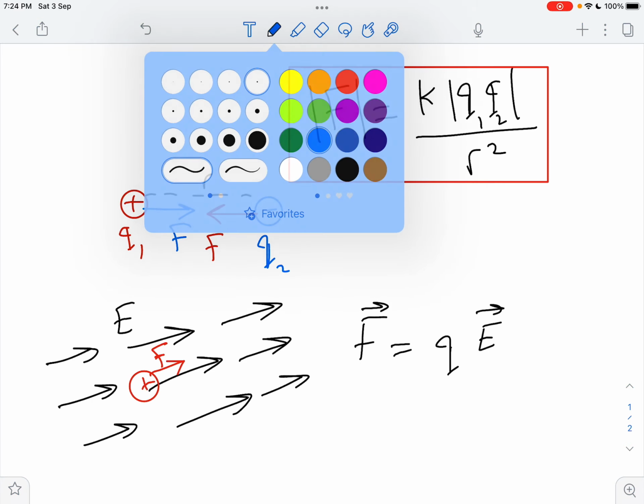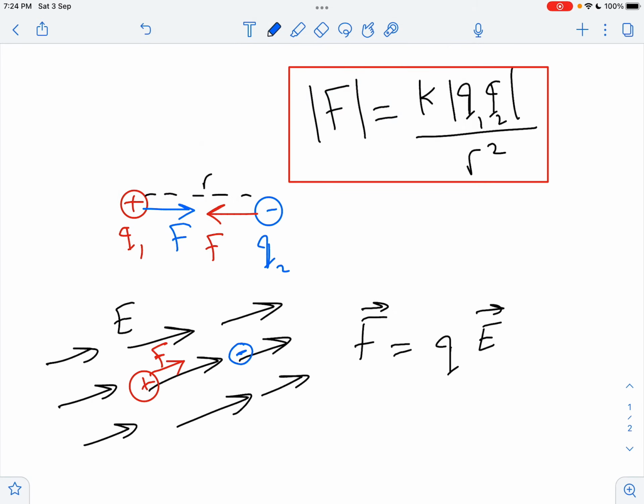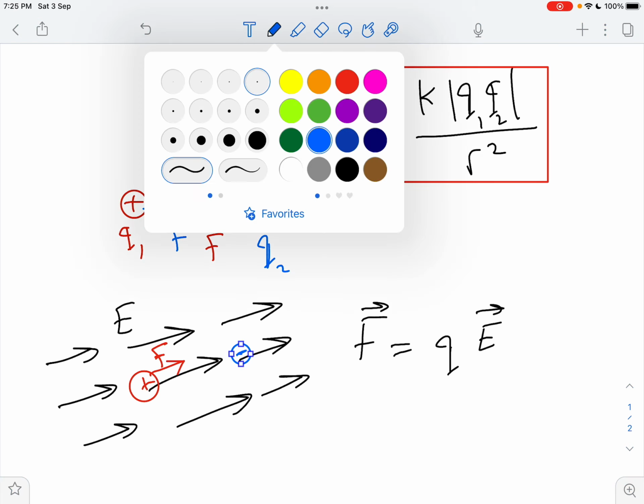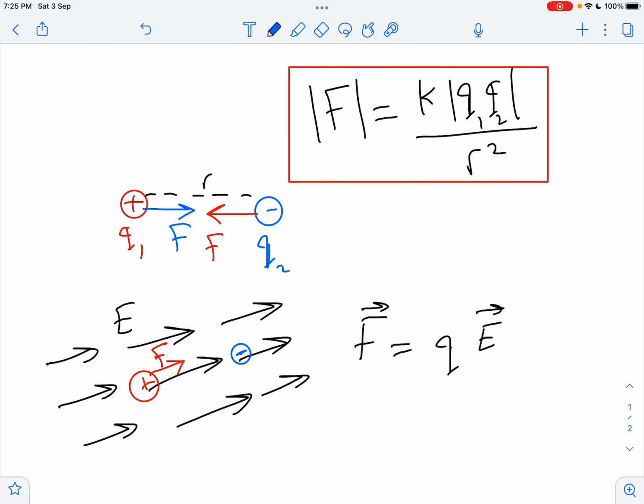And if the charge was negative, then the field will create an electric force which is equal to QE, but in the opposite direction of the electric field. And that's obvious from the equation, because if Q is positive, then F and E have the same direction. If Q is negative, F and E have opposite directions.